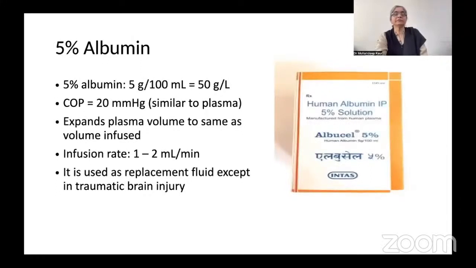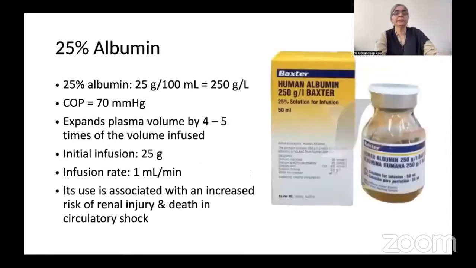5% has 50 grams per liter. Colloid oncotic pressure herein is 20 mmHg, which is closer to plasma. Expands plasma volume to same as volume infused, and infusion rate would be 1 to 2 ml per minute. It is used as replacement fluid except in traumatic brain injury. 25% albumin.